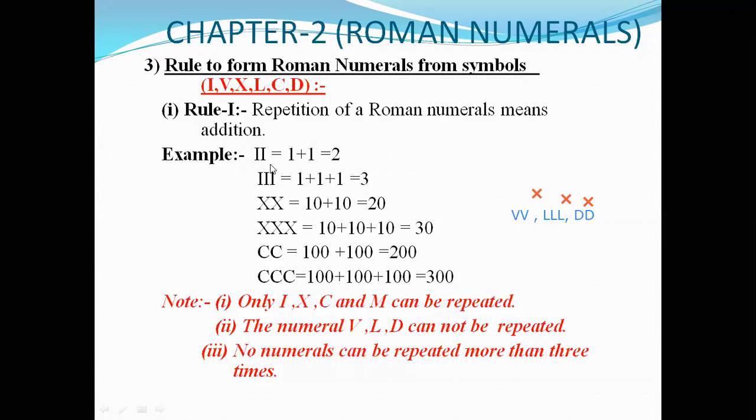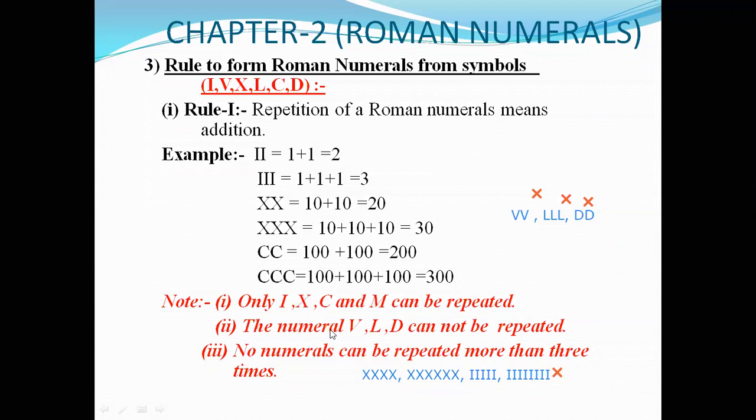And now, no numeral can be repeated more than 3 times. What is the instruction? Here is the instruction: X, X, X, X is wrong. We cannot write it in this way either. This is an exception; this is the wrong way. No numeral can be repeated more than 3 times.